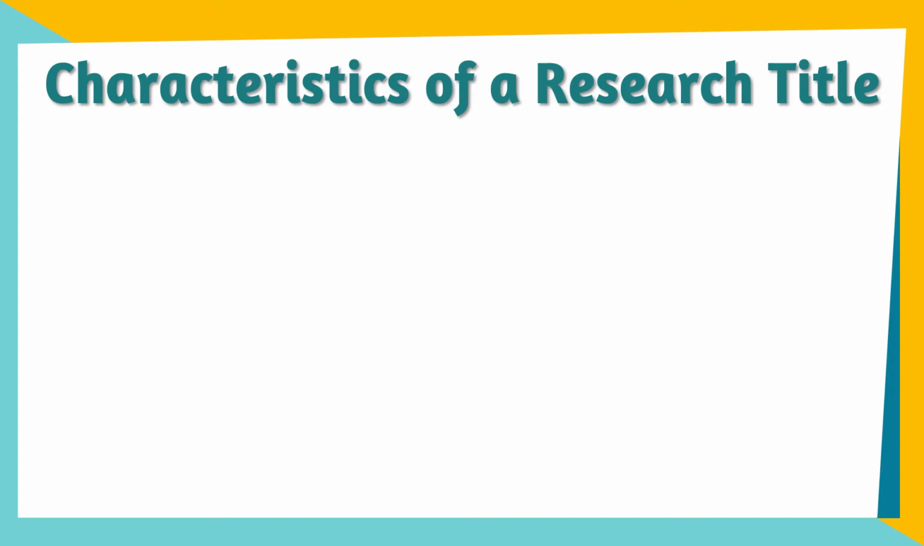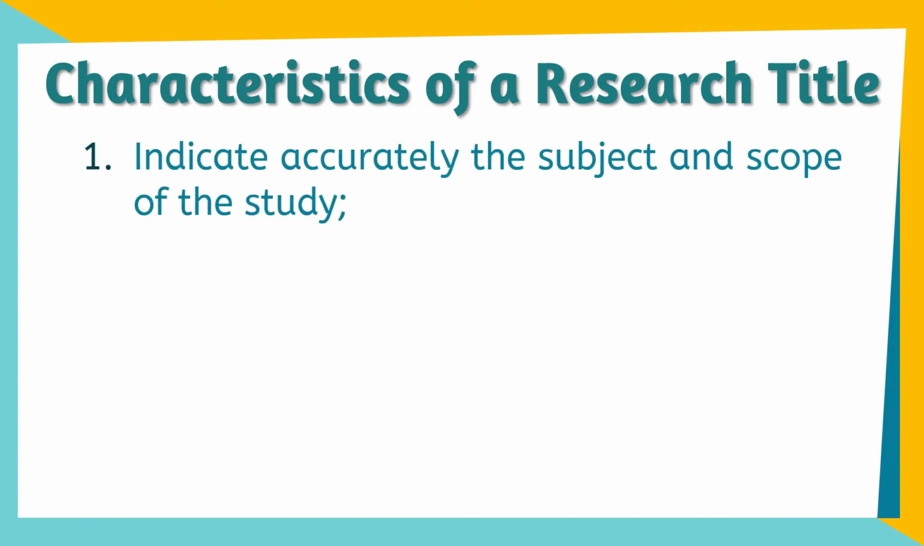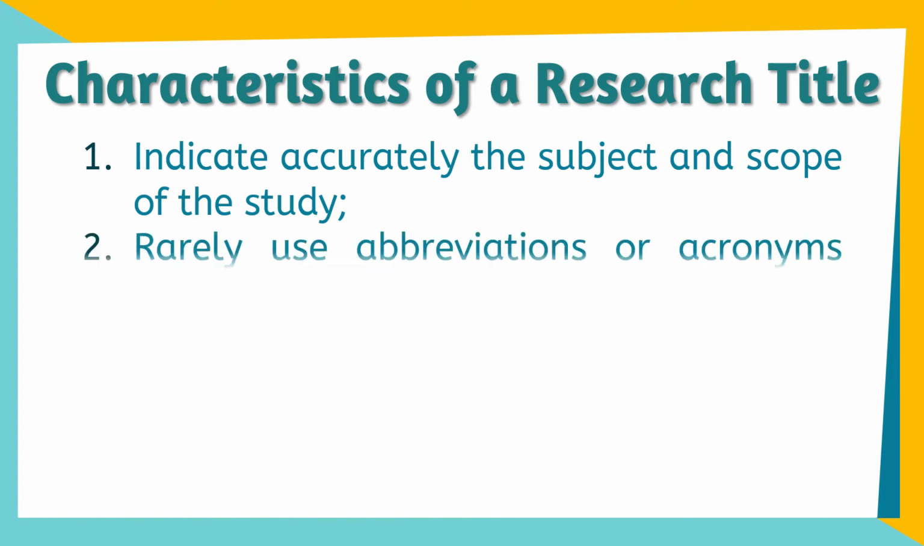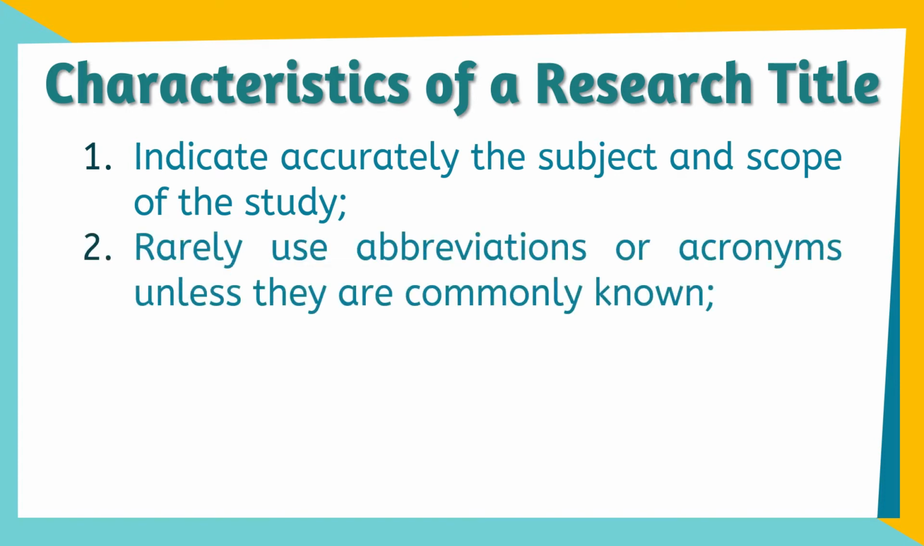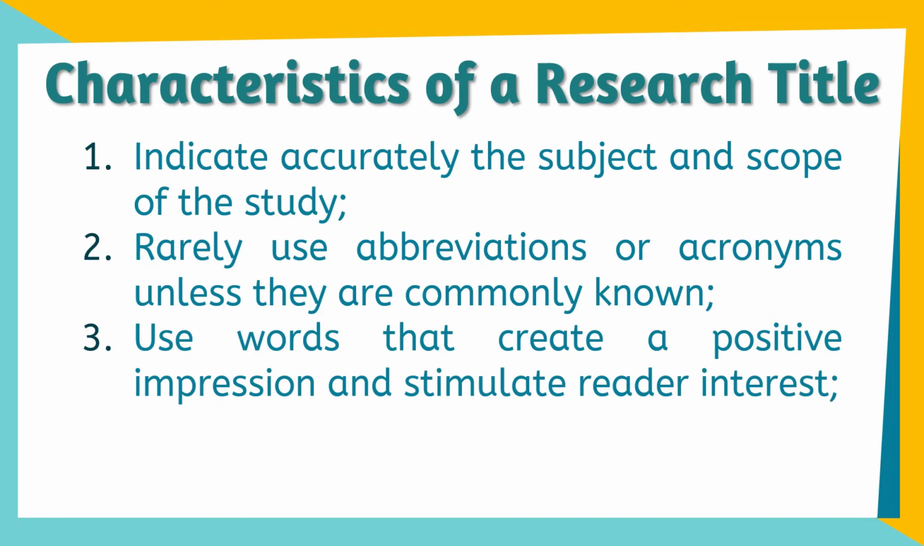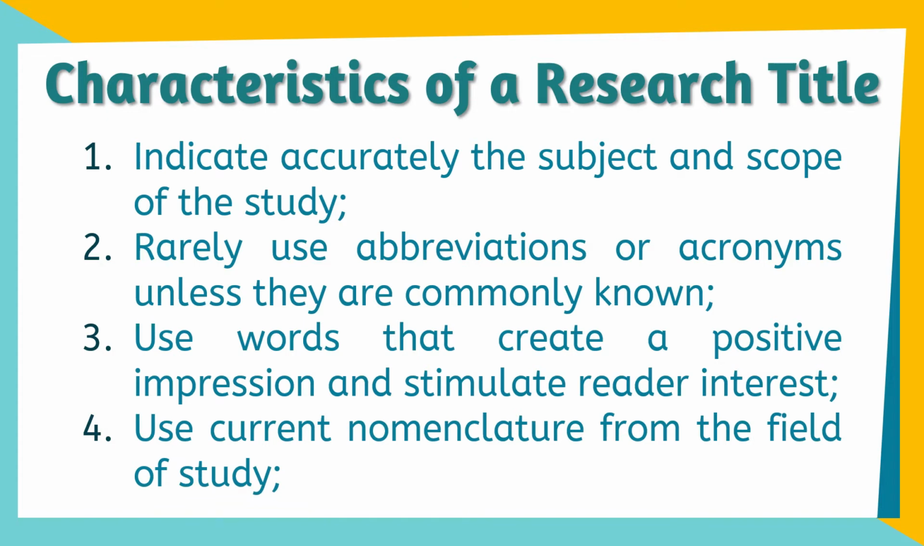Effective titles in academic research papers can have several characteristics. First, it must indicate accurately the subject and the scope of the study. Second, rarely use abbreviations or acronyms unless they are commonly known. Third, use words that create a positive impression and stimulate readers' interest. Fourth, use current nomenclature or words or languages from the field of study.